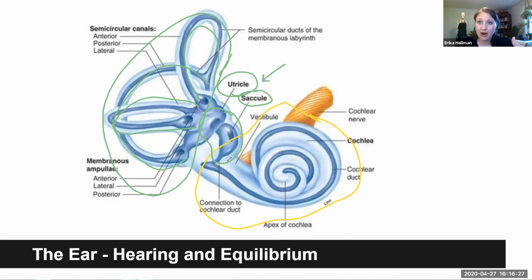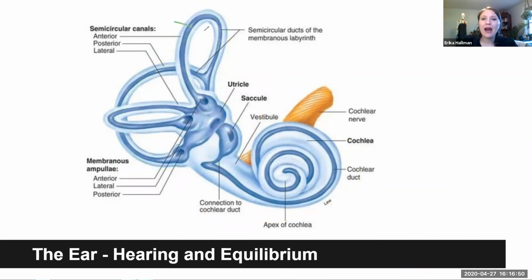So if you're moving on a merry-go-round, the fluid in your semicircular canals starts to move with your motion. When you stop, the fluid doesn't stop. That movement of the fluid inside of your ear is what gives you that off-balance, crazy feeling after getting off of a merry-go-round or a roller coaster, where you feel a little off balance and a little off kilter. So that's how we establish equilibrium.